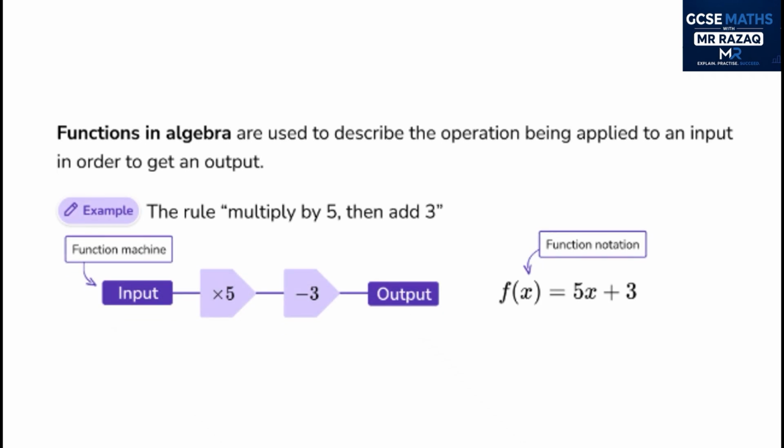It's a machine. If you put something into a machine, that would be my input, there are some operations being applied. In this case, it's multiply by 5 and minus 3. These are my operations. And an output is something that you will get out. The notation we are using here is f of x. You could also use g of x or h of x.